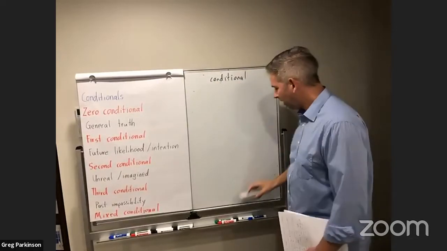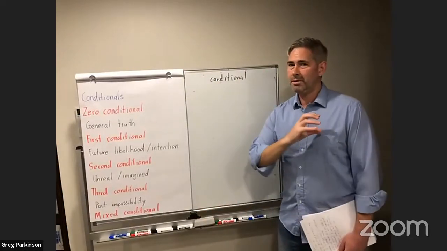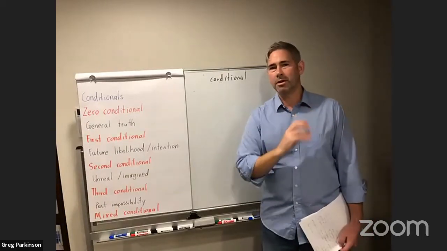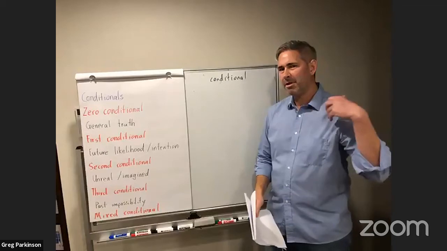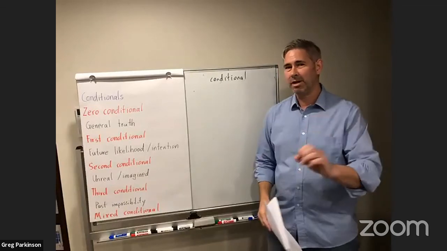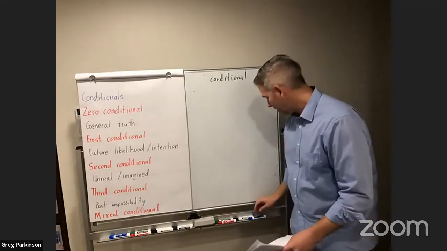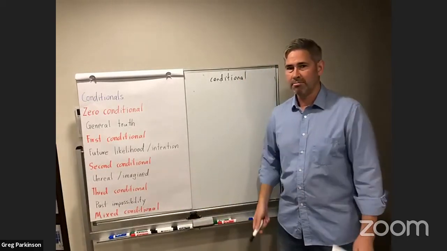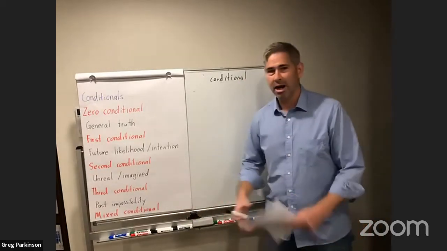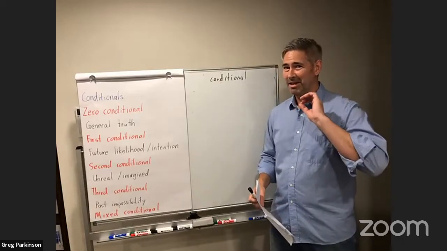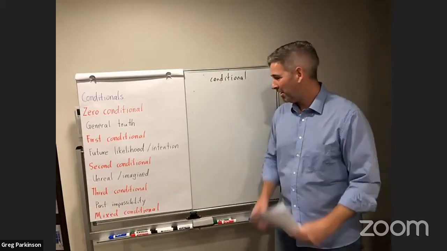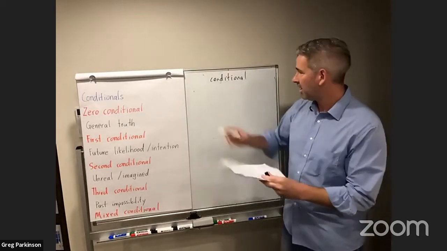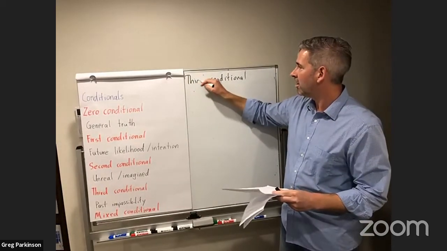Now, in some cases, you could use a third conditional sentence also in your conclusion. You might talk about something you could have done. So listen to what I said, could have done in the past. We can't change the past unless you have a time machine.